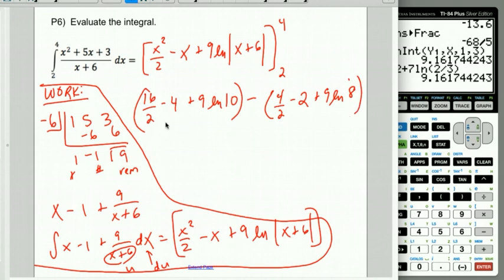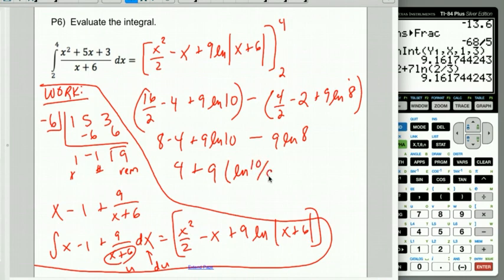Cool. When I clean this up a little bit, this is an 8 minus 4 plus this 9 natural log of 10. There's nothing I can do with that right now. Minus, this is a 2 minus 2, so that's just gone. So minus 9 natural log of 8. Great. So I end up getting 4. And the way you're probably going to see this is with the 9 factored out, and then because these are being subtracted, you can make it 10 eighths. So you might see this answer, if it were multiple choice, as 4 plus 9 natural log of 5/4. That's probably what you'd see. So we'll just say that's our answer.